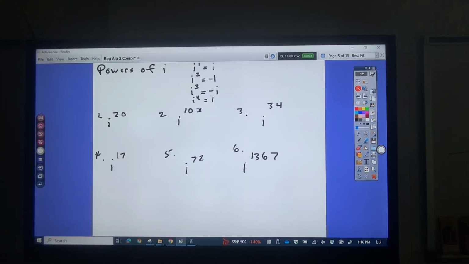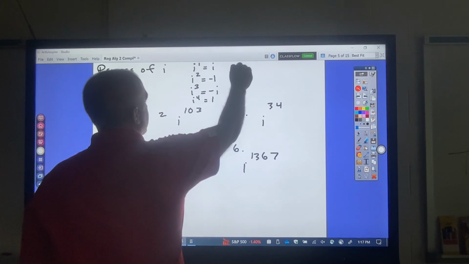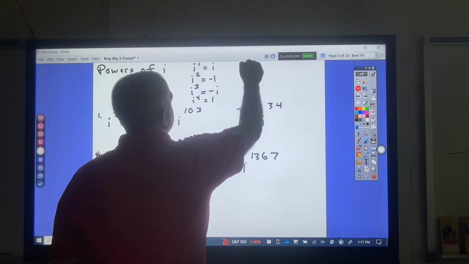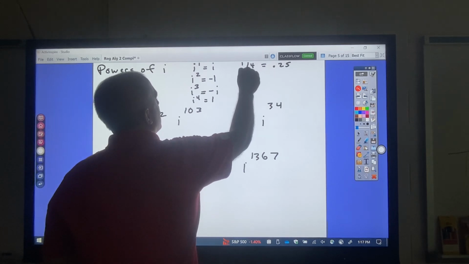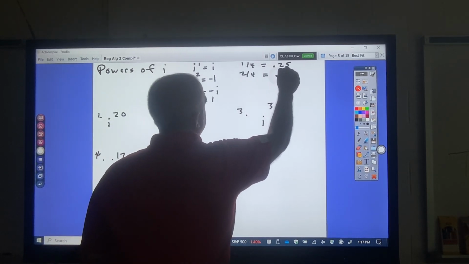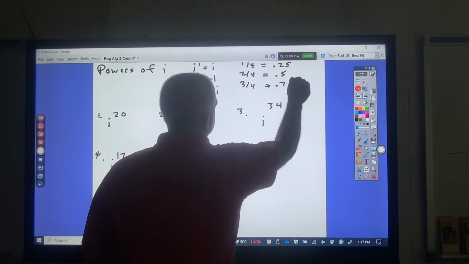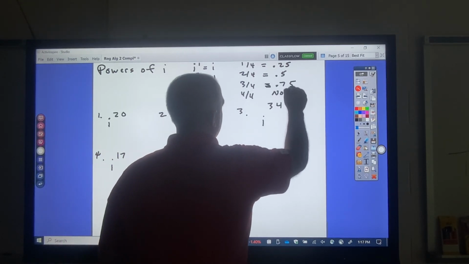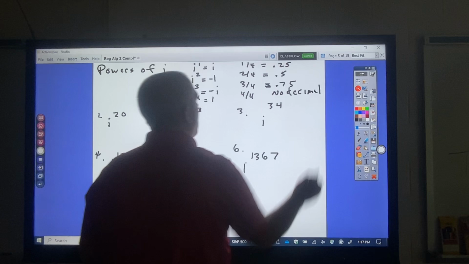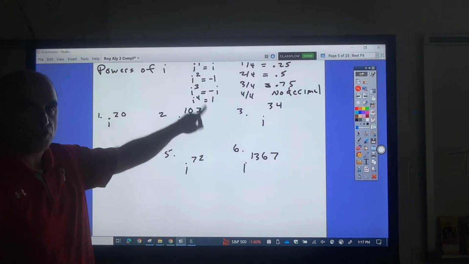So the idea here with the i powers is everything cycles back in groups of 4. So here's how you can look at this. 1 divided by 4 is 0.25 as a decimal. 2 divided by 4 is 0.5 as a decimal. 3 divided by 4 is 0.75 as a decimal. 4 divided by 4, there's no decimal. Okay? So here's the idea. All of these trace back to these, which then trace to those.